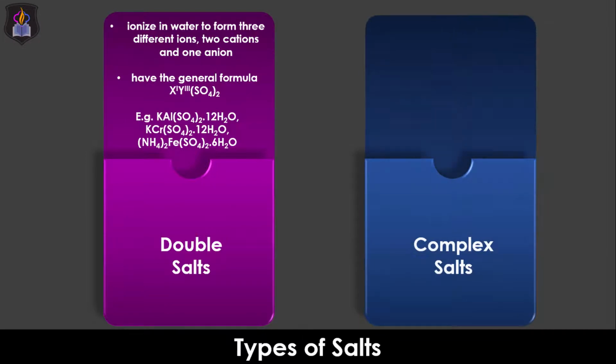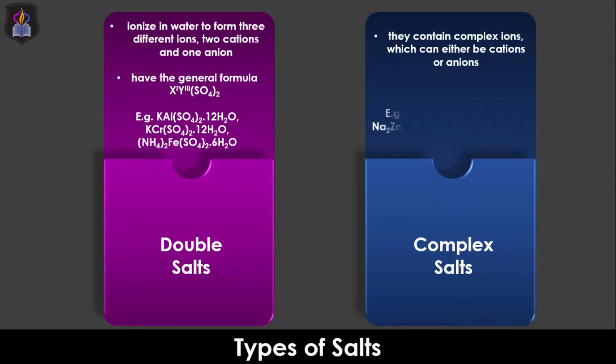Complex salts are salts that contain complex ions. These complex ions can either be positive or negative. Examples of complex salts are potassium hexacyanoferrate 2, potassium hexacyanoferrate 3, sodium tetrahydroxyzincate 2, tetraamine copper 2 sulfate monohydrate. Let's now learn in details how each of these salts is formed, starting with normal salts.